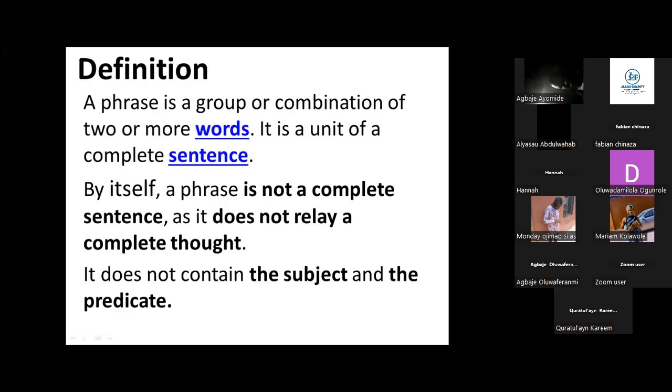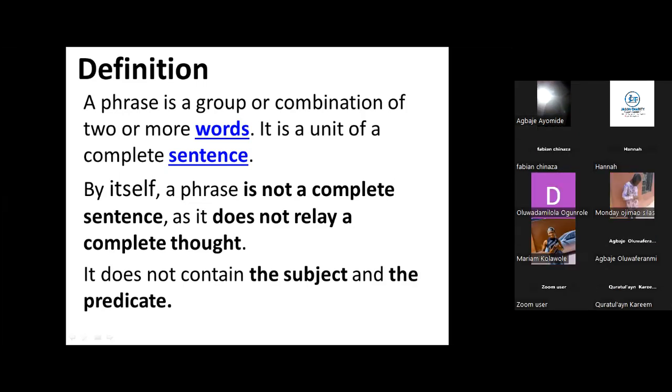Now, what is a phrase? A phrase is a group or combination of two or more words. I want you to pay attention to that. A combination of two or more words. Some schools of thought may allow that a word be taken as a phrase in some instances, but I want us to acknowledge today that before you call something a phrase in the English language, it should at least have two words or more as you will use it in the sentence.